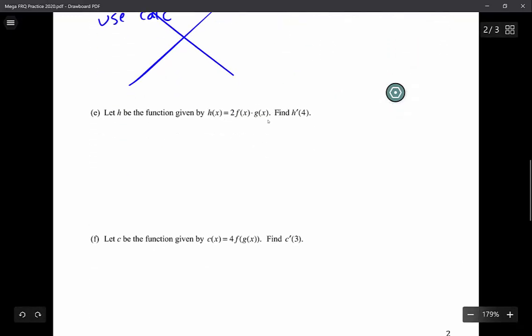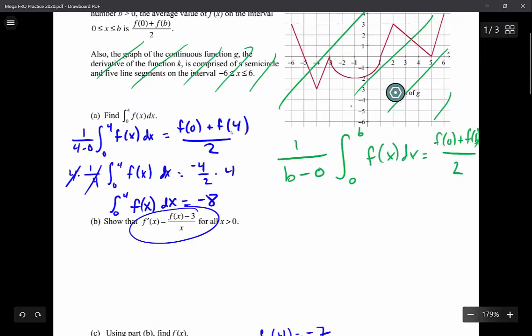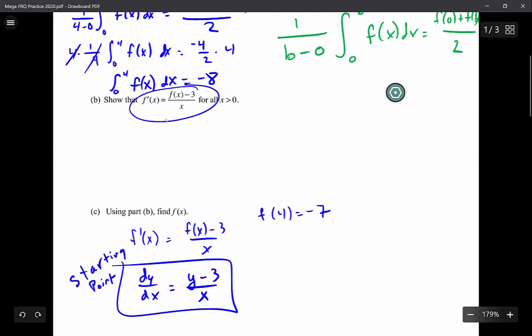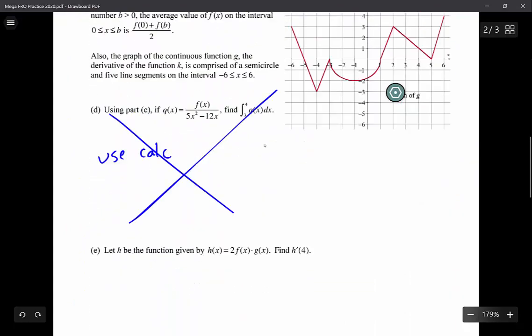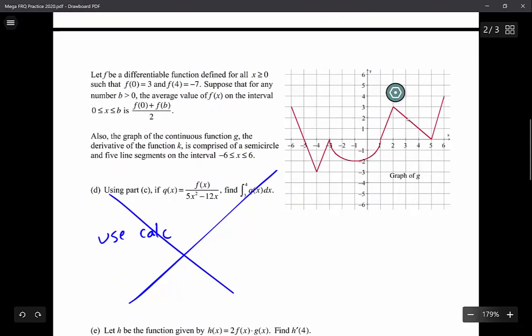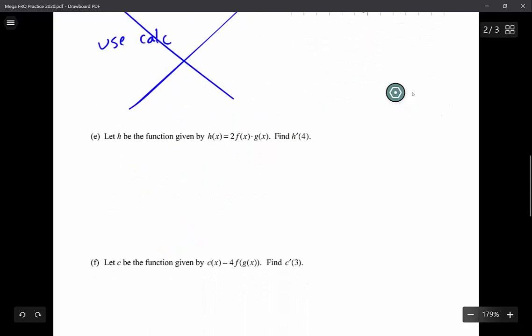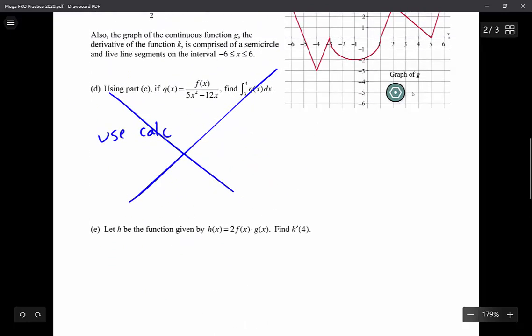This is product rule, and it's product rule both with basically using this statement here, which was how to find f prime, which is good, and using the graph and finding g and g prime on the graph with the slope. So I think D is a really bad question that I would probably skip. But on the flip side, E is a really great question that I would really recommend doing.